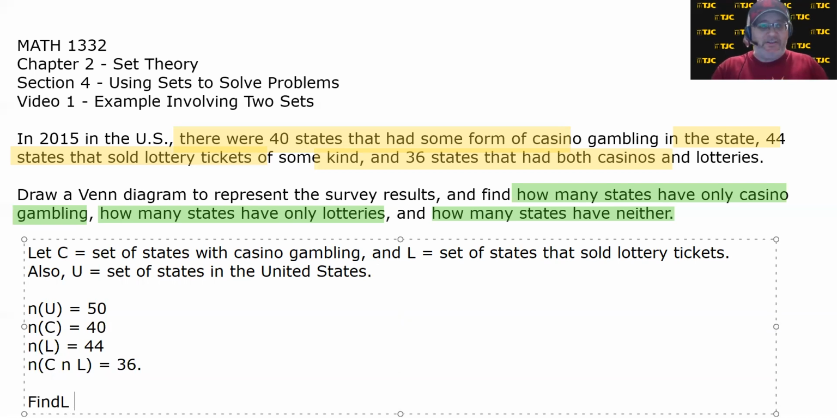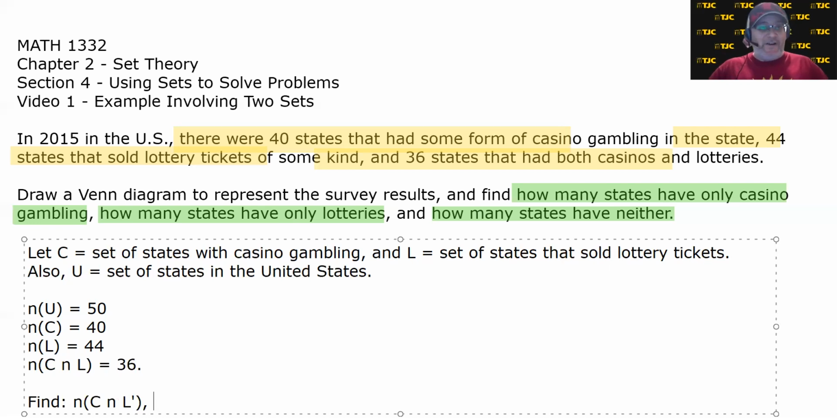What are we asked to find? In terms of cardinalities, how many states have only casino gambling, meaning casino gambling but not lottery? Well, we can write that as the cardinality of those that have casino gambling, so C, intersection, not the lottery. So how can we type not a lottery? By writing lottery complement. Remember, complement means you're outside of that set. So C intersect L complement means casino and not lottery.